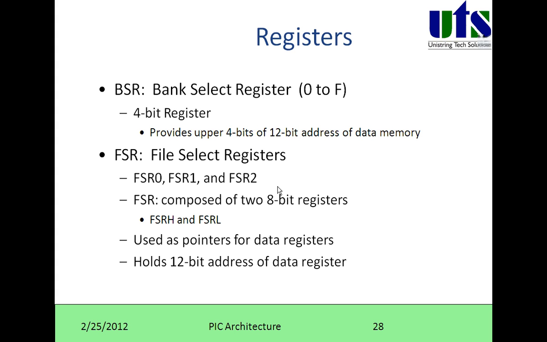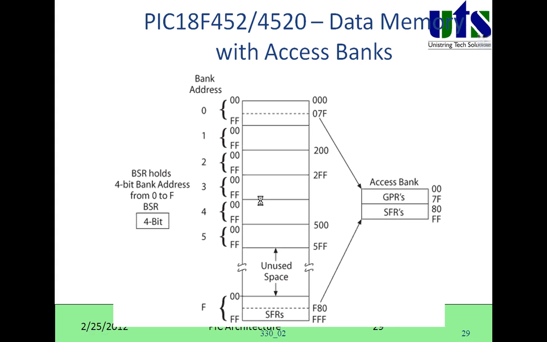Where the register is present in each bank, the bank address will be indicated by 4-bit registers. The 4-bit registers indicate where the bank actually is; that is the bank selection register. This is a 4-bit bank address from 0 to F. So in which bank is the register present? 0 to F, these 4 bits indicate the bank address.